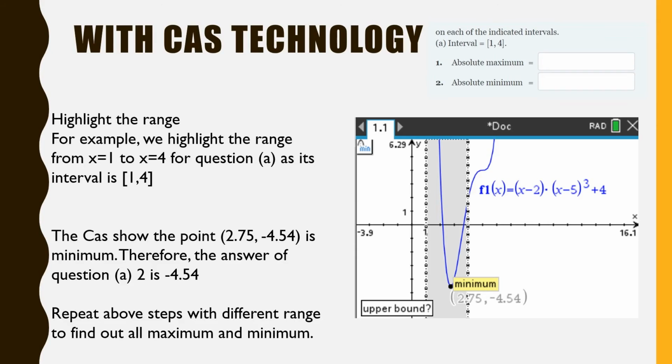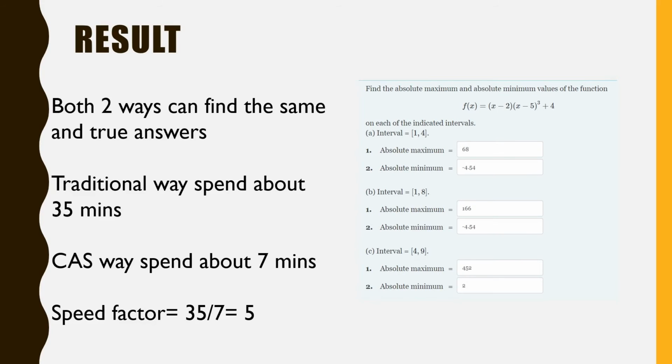For example, I can see question A, the interval is 1 to 4. And I just need to highlight the range from x equal to 1 to x equal to 4 for question A. And the graph shows the minimum point, which x value is 2.75 and the y value is minus 4.54. And I need the y value, so the answer is minus 4.54. That's quite easy. And the question has 6 questions in total, and I just need to repeat this step 6 times and I can find all the answers.